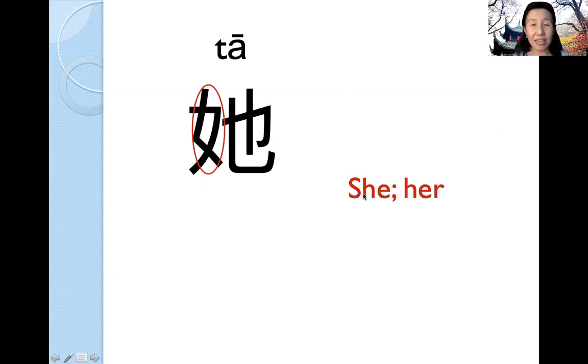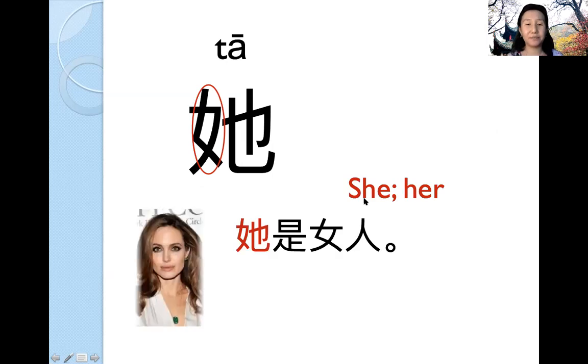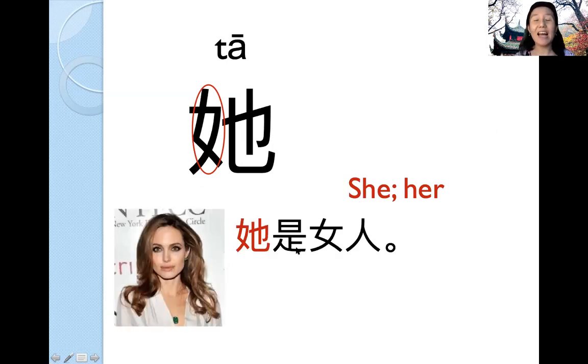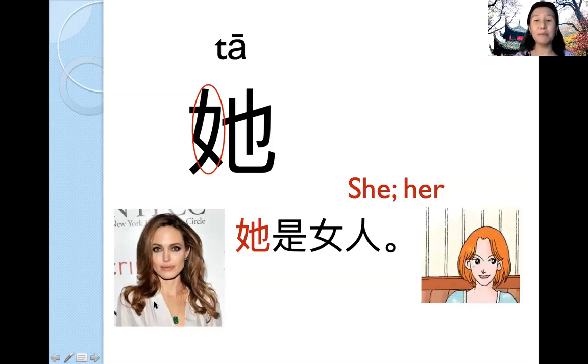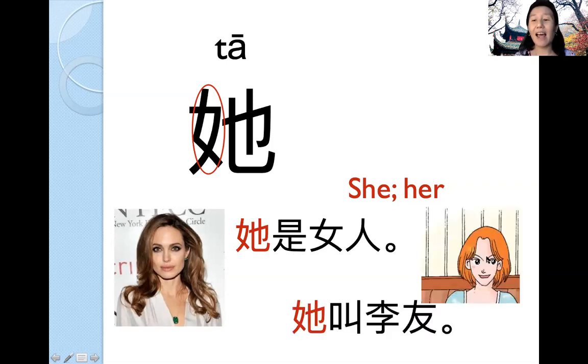And remember that in Chinese, whether it's subject or object, the pronoun doesn't change. It's both ta, she and her. 她是女人. And you can guess from the context, that means she is a woman. 她叫李友. Liu is a fictional character in Integrated Chinese.